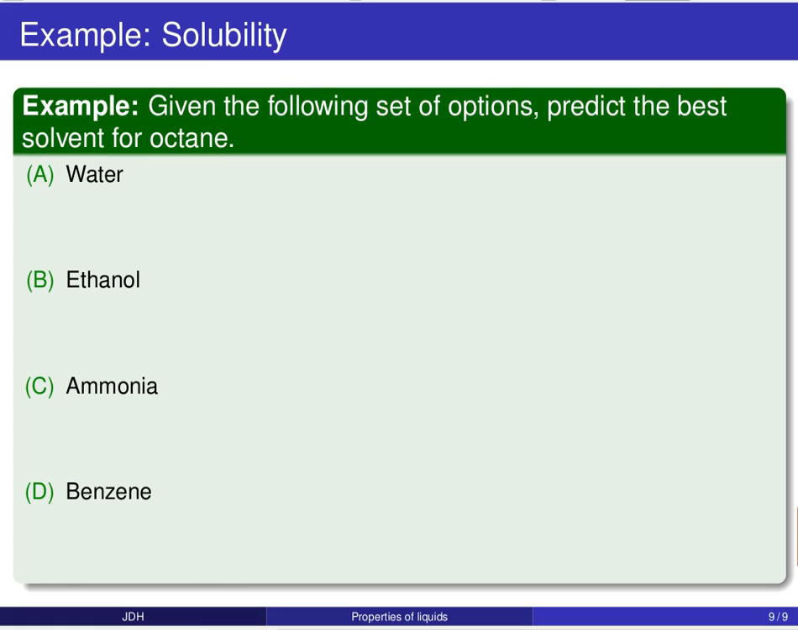All right, so let's do one more example here. In this case, I'm going to present a variety of different compounds, and I want you to predict which one of these compounds would be the best solvent for octane. Once again, I encourage you to pause the video here, look up what these compounds are, and come up with a prediction, and then go ahead and hit play, and we'll go through the solution together.